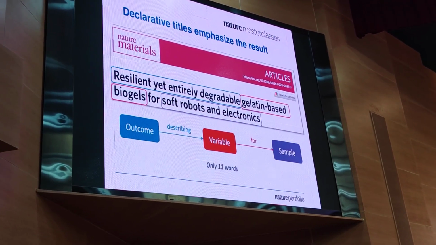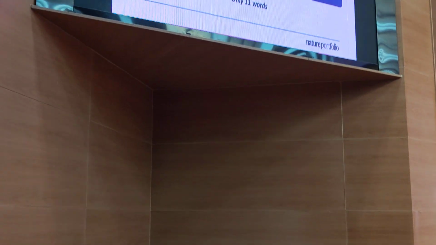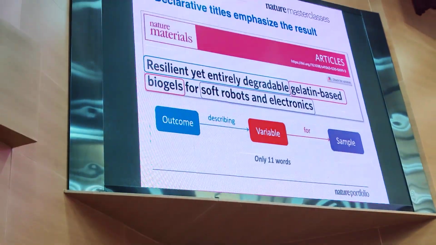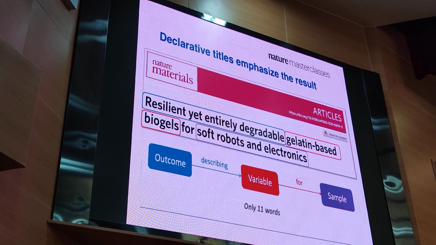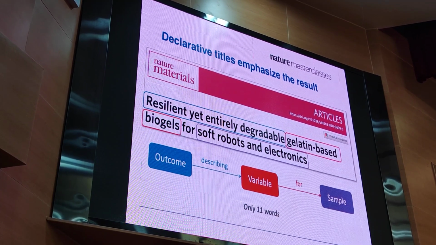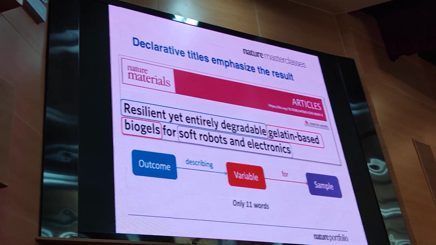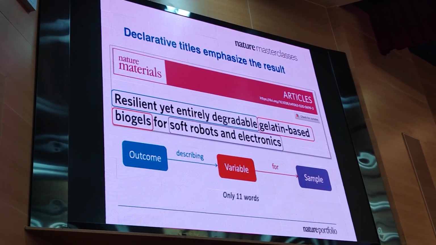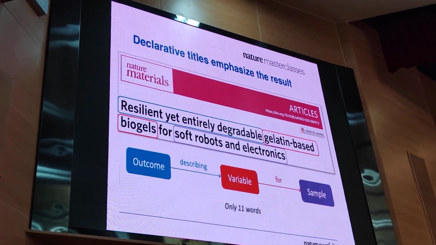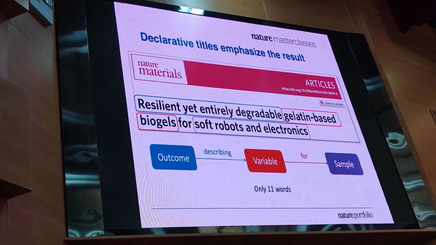Here's another example from material science. Slightly different organization, but the same basic information. Resilient yet entirely degradable, that's what they're evaluating. Gelatin-based biogels, that's what they're investigating. For soft robots and electronics, that's the sample. And by the way that they wrote the title, we know that these biogels are both resilient and degradable, so we know the effect. So you can either do variable, outcome, sample, or in this case, outcome describing the variable that was seen for a specific sample.